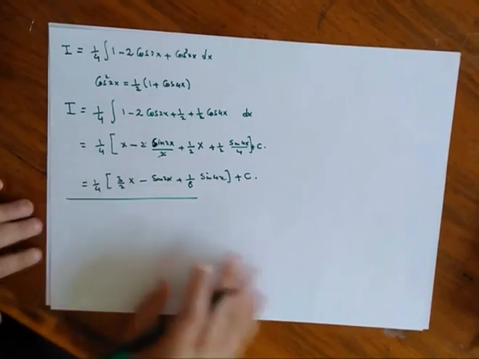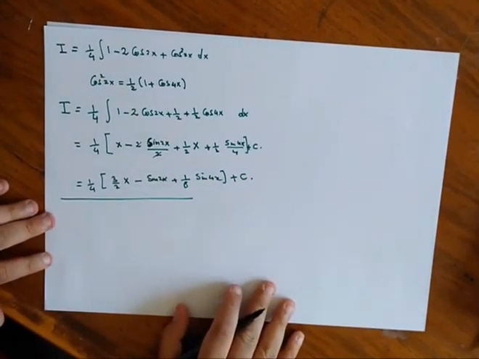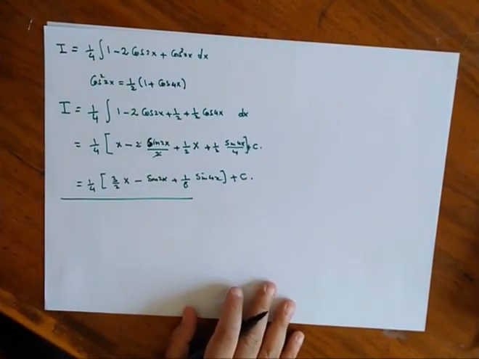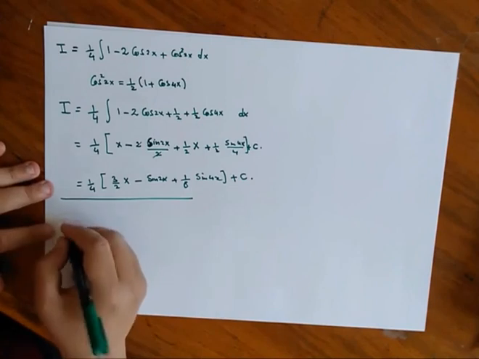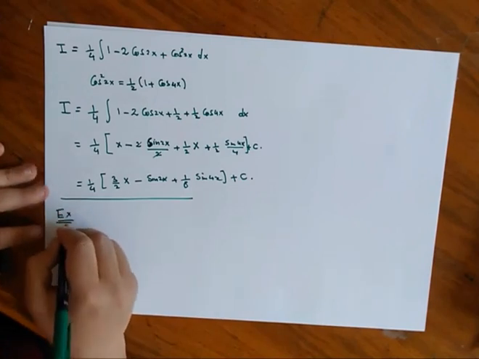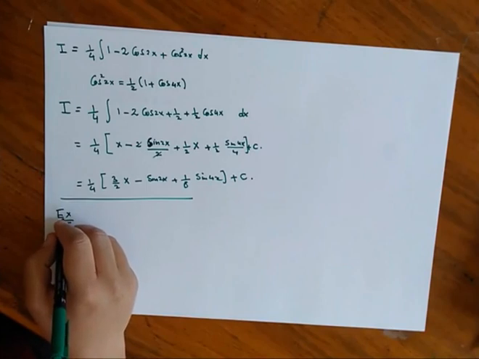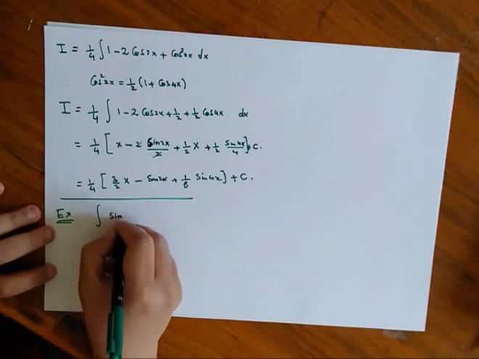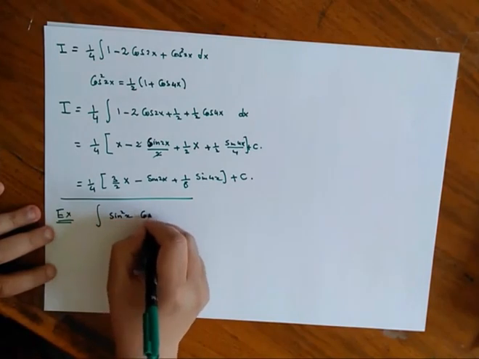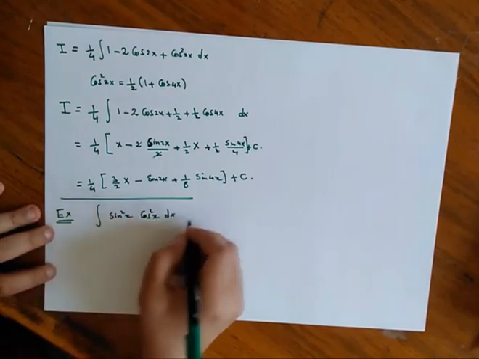So we know that when the powers of the sine and the cosine are even, we can easily use the double angle formula as much as we can to integrate our integral. So let's see another example. We want to integrate sine squared x cosine squared x dx.